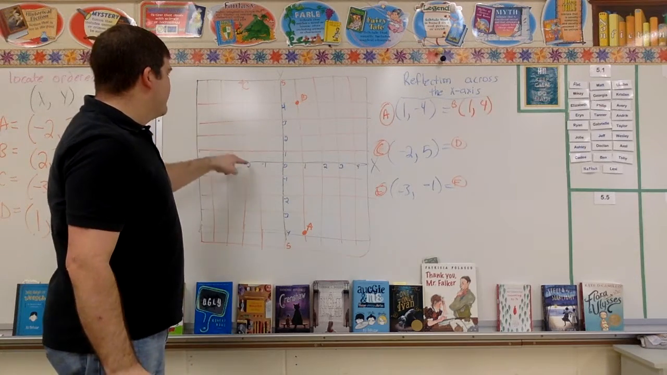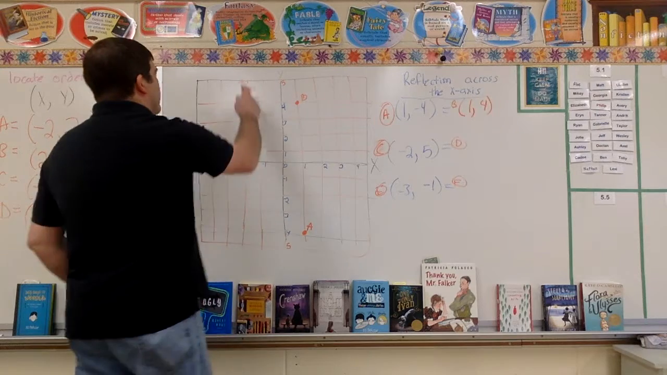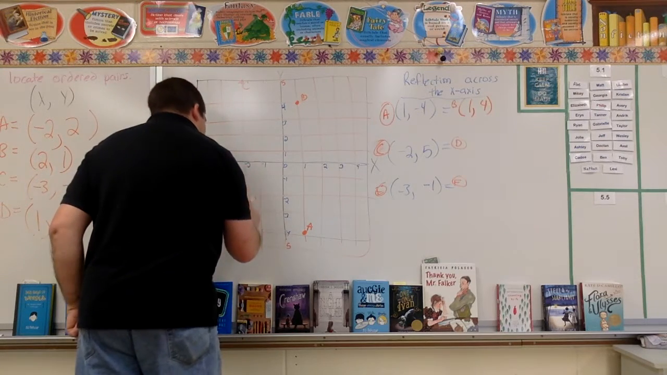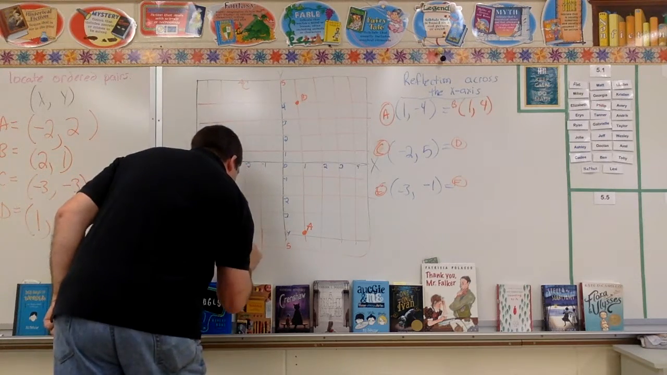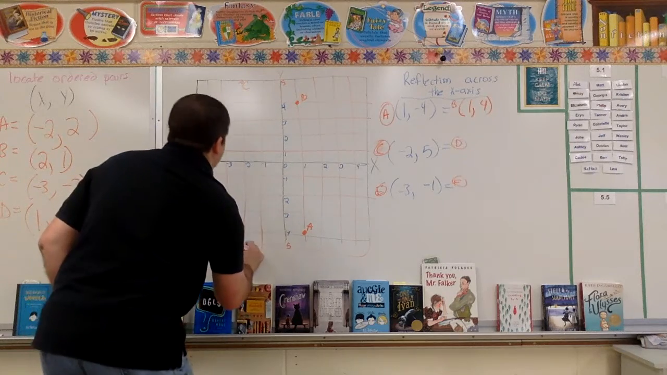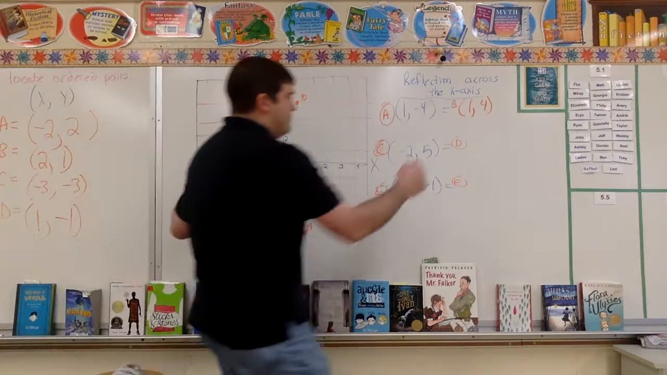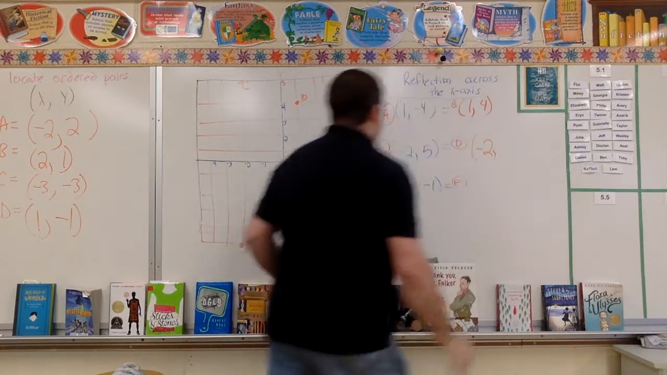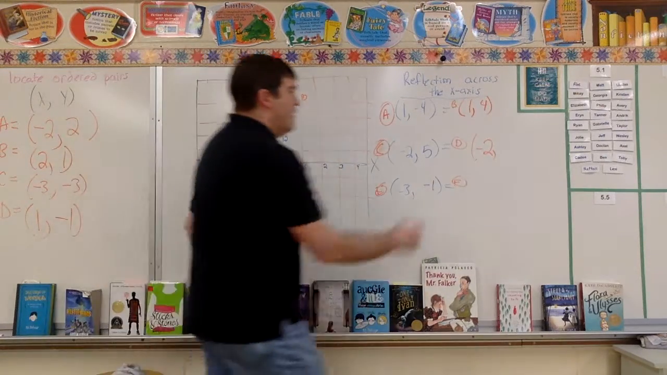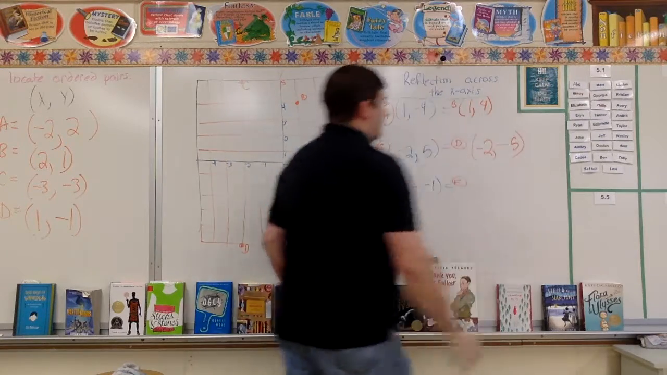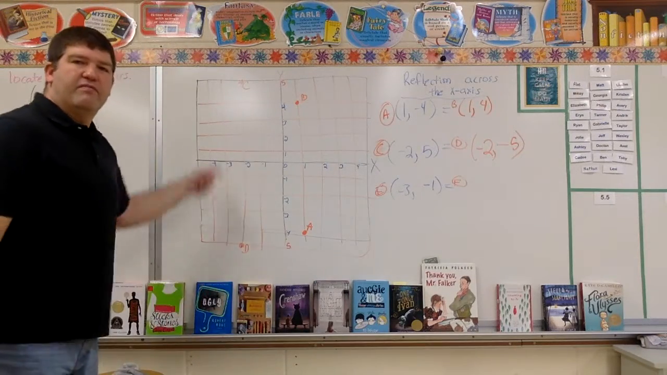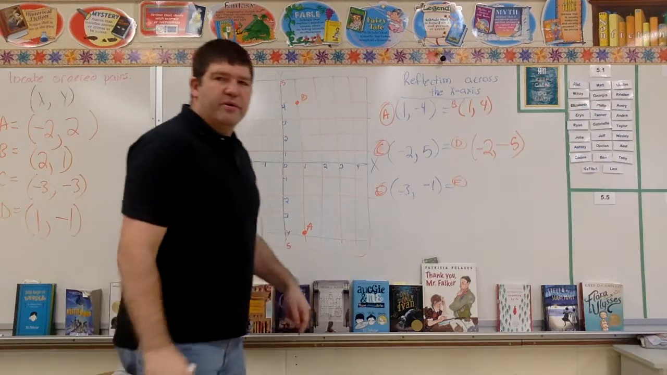I want to reflect it across this X. So I went up 5, now I go down 5. 1, 2, 3, 4, 5. It's right here. We'll call that D. And this one would be -2, down to -5. Okay. I've reflected it. Let's do one more and then we'll be all set here.